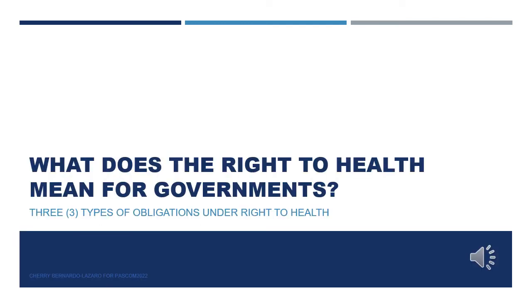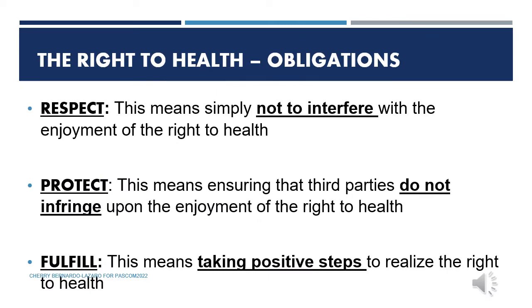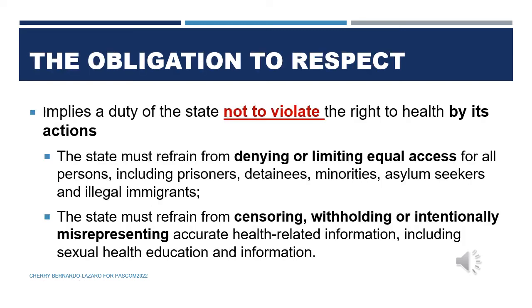Moving on, health professionals working with the right to health also need to be familiar with the obligations that the right imposes on governments. The right to health, like most human rights, imposes three levels of obligations on governments. These are the obligations to respect, or the government itself does not interfere with the enjoyment of the right to health; to protect, or make sure that third parties do not infringe on this right; and to fulfill, or take positive steps to realize it.